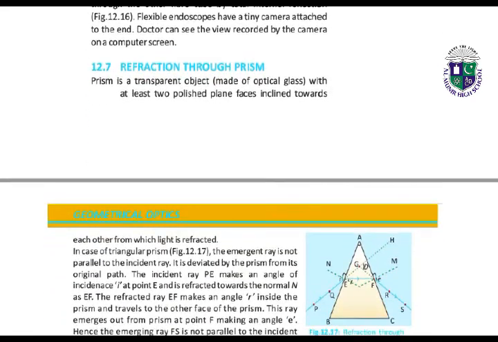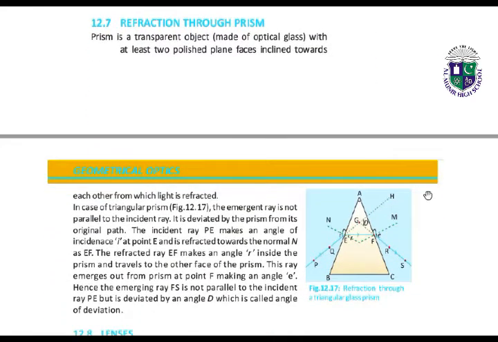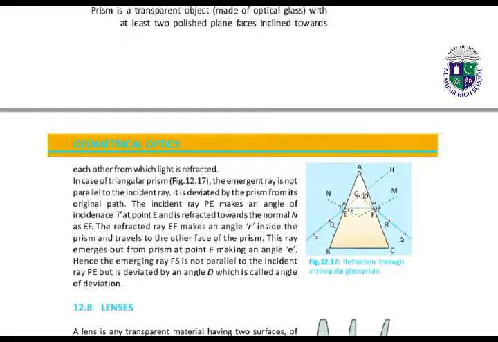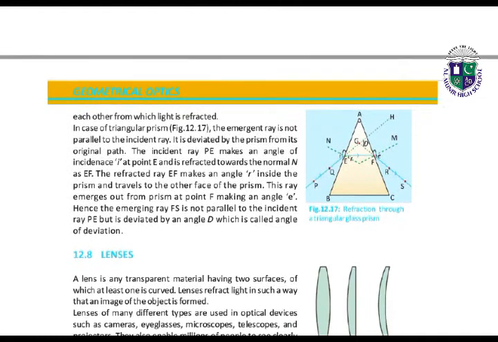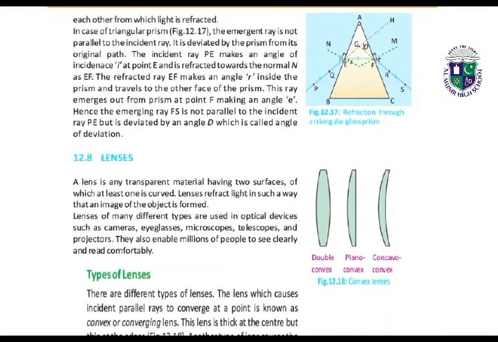Next we have refraction through prism. We know about the prism. Prism is a transparent object made up of optical glass with at least two polished plane surfaces inclined together. This triangle type of device we call it prism. It has at least two polished plane faces inclined towards each other from which light is reflected. So here light can reflect.